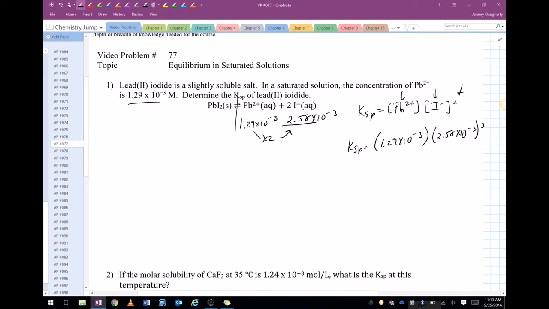Get my handy dandy calculator. And I get a value of 8.59 times 10 to the negative 9th. Okay, so pretty small number, but it should be small because I'm talking about some pretty small molarities here. Alright, so remember, if you know one of the concentrations of the ions, you know the other one.